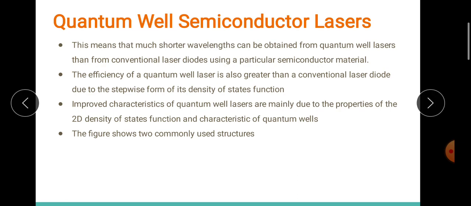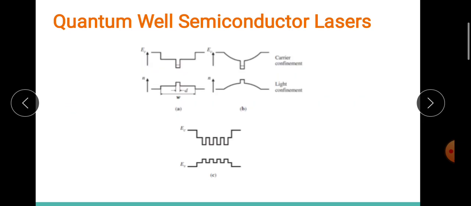So these all aid the light confinement in quantum well lasers. We can see two commonly used kinds of quantum well lasers, the common structures that we use for quantum well lasers. Right, so structures 1, 2 and 3. We will discuss each one in detail. See, these two structures, let's not focus on this one right now.